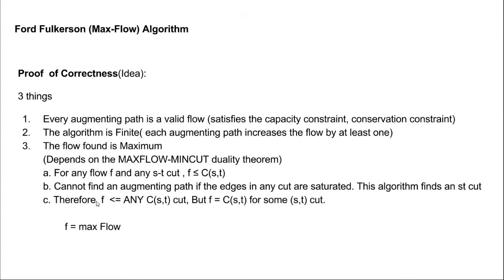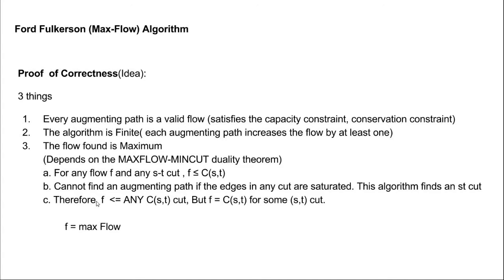Now the proof of correctness of the Ford-Fulkerson max flow algorithm. I'm not going to give the actual proof here. I'm going to show you the 3 lemmas that need to be proven. The first lemma is every augmenting path gives a valid flow. The augmenting path satisfies the capacity constraint, and the actual pseudocode of Ford-Fulkerson also satisfies the conservation constraint. Second, the algorithm is finite. Each augmenting path increases the flow by at least 1, so it's finite. 3. The flow found is maximum.